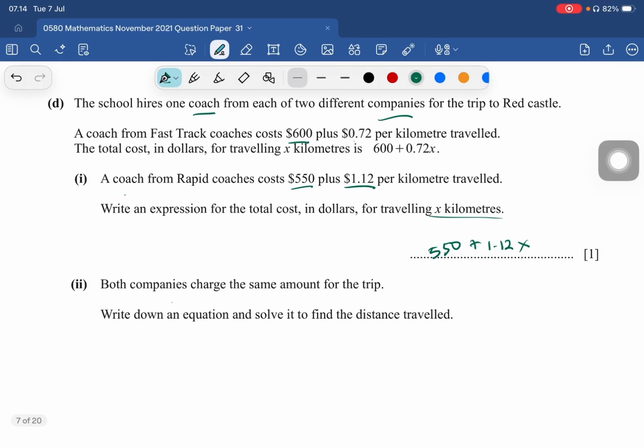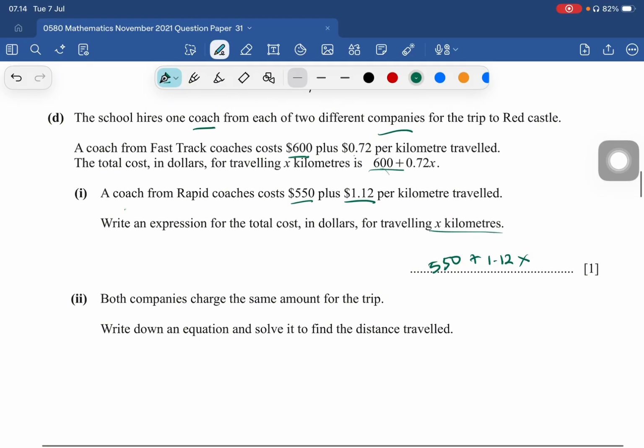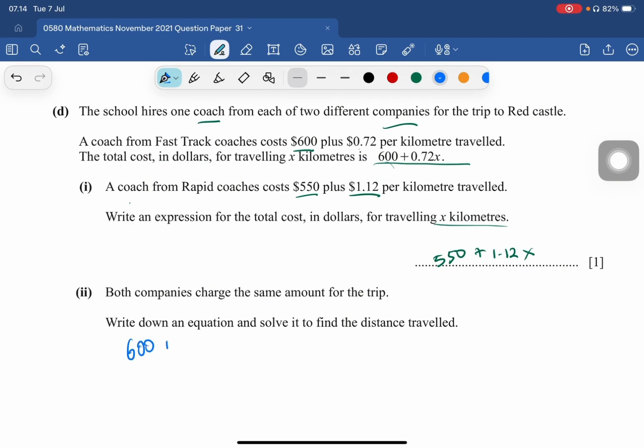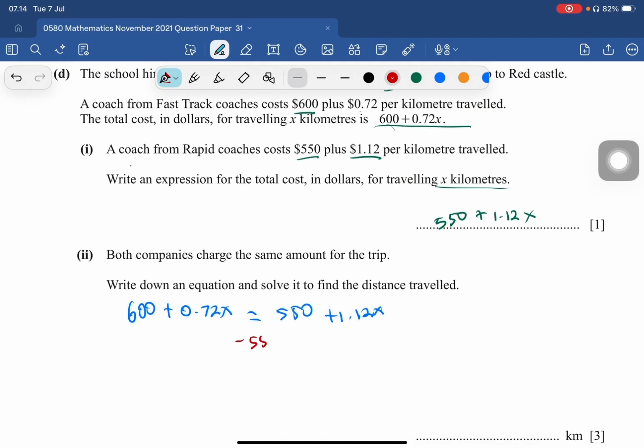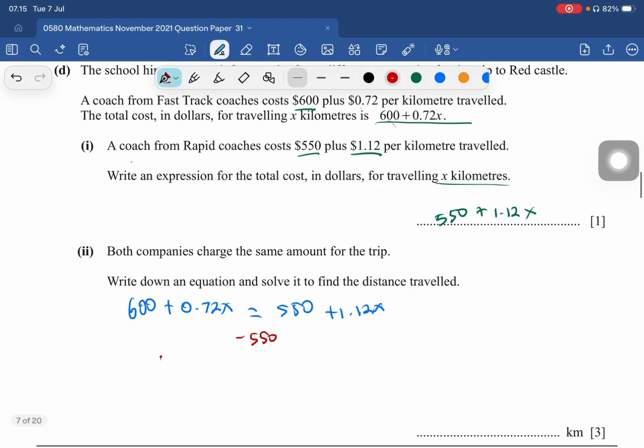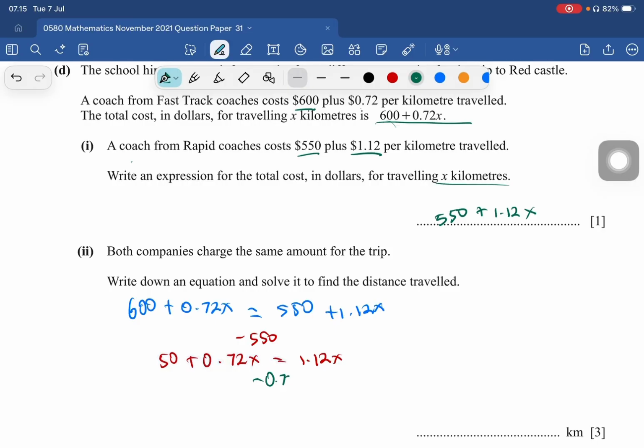And next, both companies charge the same amount for the trip. Write down an equation and solve it to find the distance traveled. So as they charge the same amount, first is 600 plus 0.72x. This is equal to 550 plus 1.12x. So on both sides, let us minus 550. So here we got 50 plus 0.72x equal to 1.12x. Okay, let us minus 0.72x on both sides.